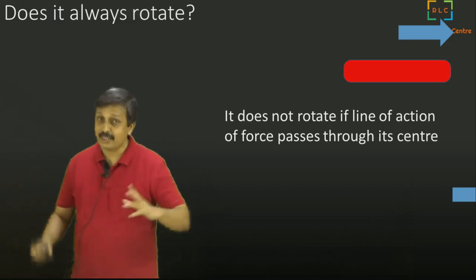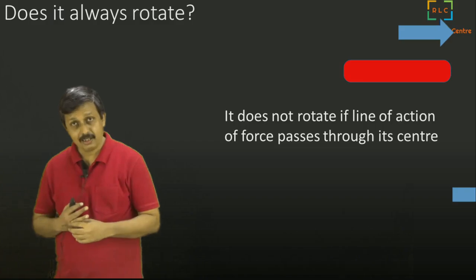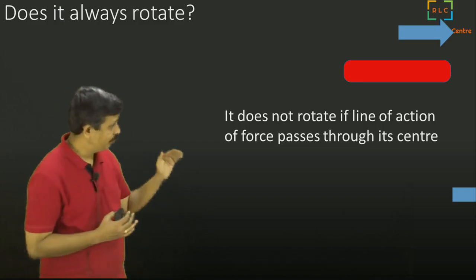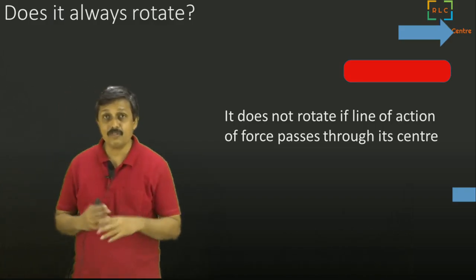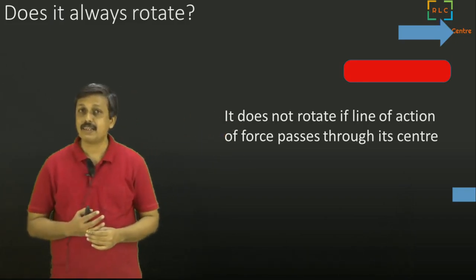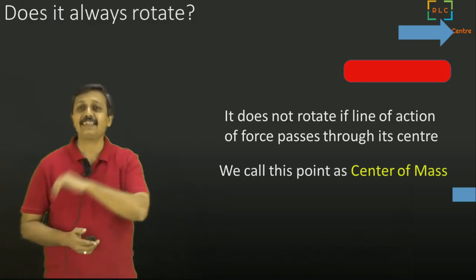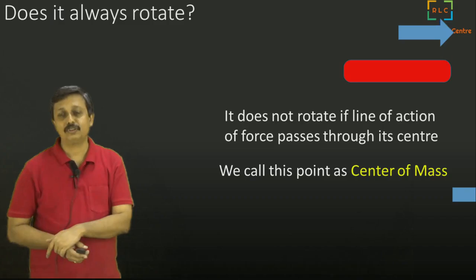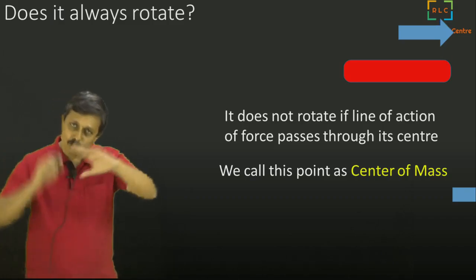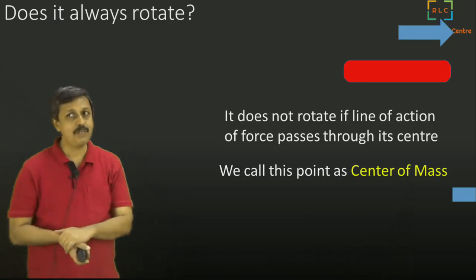So for any real world object, it's not only important to understand what happens when the force is applied, but we also have to understand where the force is applied. Is it applied in such a way that it passes through the center of mass? So wherever the center of the whole mass is located, we call it the center of mass. So center of mass becomes very important.